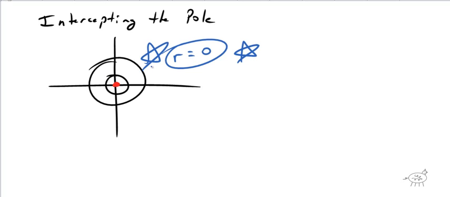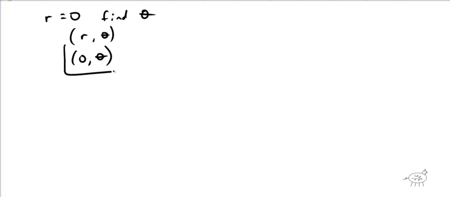In fact, that's what all my examples are going to be based on: R being 0, because that's when you intercept the pole. Okay, so let's do some problems here. Basically, we're going to set R equal to 0 and find theta. You're always going to give me an answer as R comma theta, so it's always going to be 0 comma theta. Always 0 comma theta. Really important.